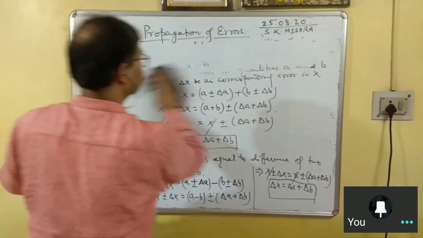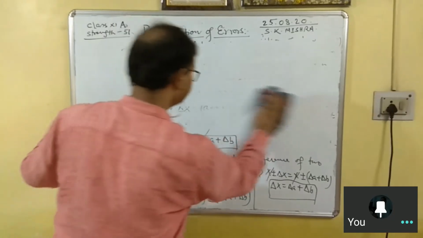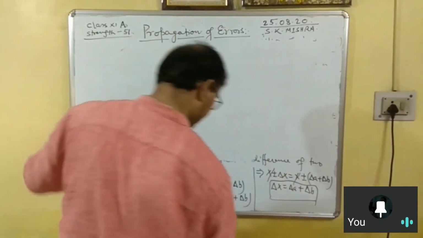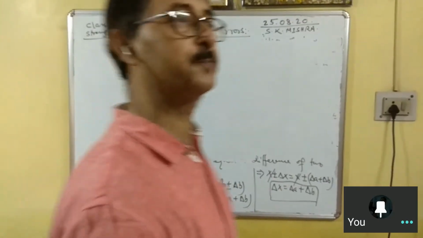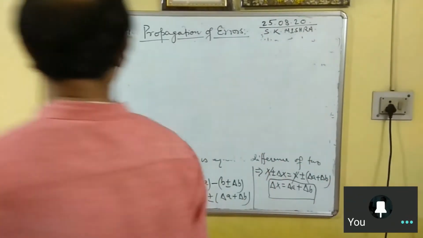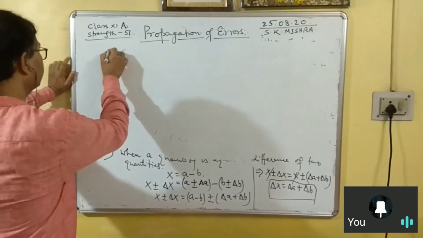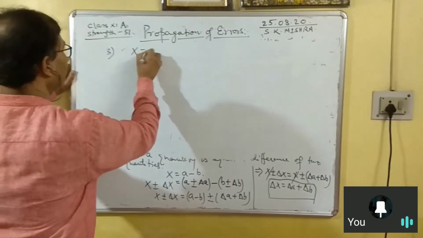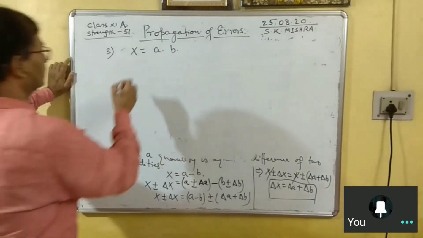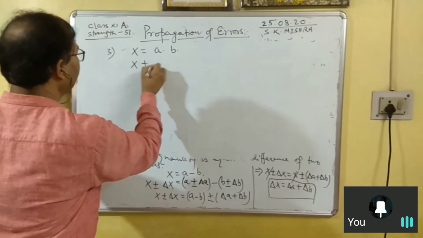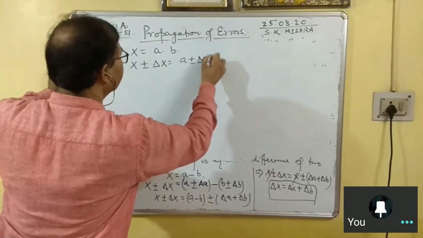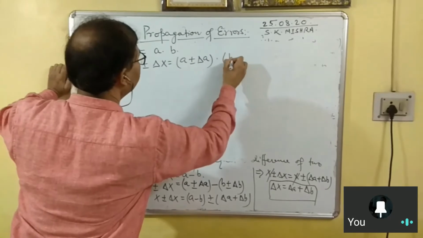Now the physical quantity may be the product of two quantities. Suppose you are finding the area of a rectangle and the length and breadth are known to you. Then how will you find the area? Length into breadth. So then the third case: x is equal to A into B. Then we can write x plus or minus delta x is equal to A plus or minus delta A, into B plus or minus delta B.